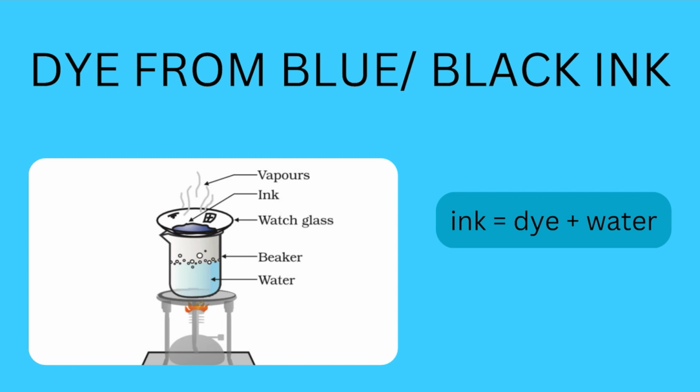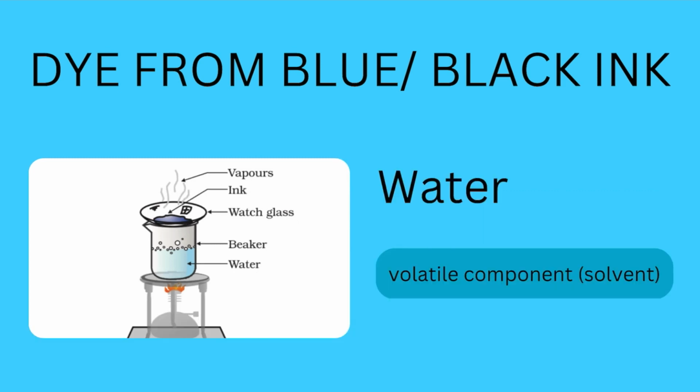So what happens is that the water in the beaker heats up, and those vapors go and heat up the watch glass, and you will observe vapors coming from the ink that is present on the watch glass. So this would be your observation. So what we get is that we have a volatile component, which is the solvent here, which is water. So water on heating evaporates. Water is volatile and it is the solvent in this case.